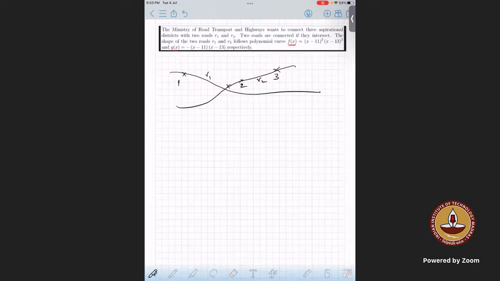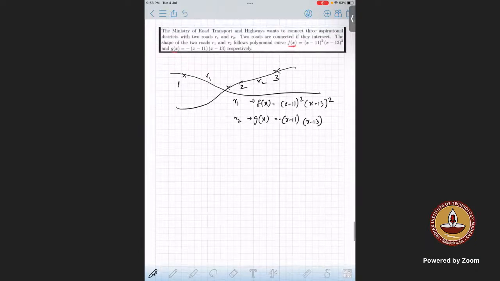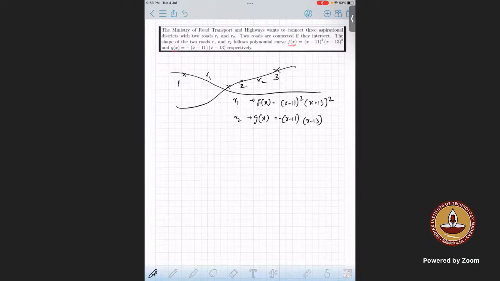I'll put R2 here. Given that f of x is equal to (x minus 11) whole square, (x minus 13) whole square, and g of x represents the R2 root: minus (x minus 11)(x minus 13). We know that they said that two roots are connected if they intersect.